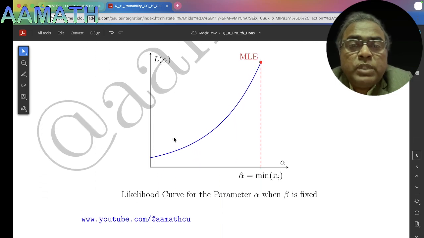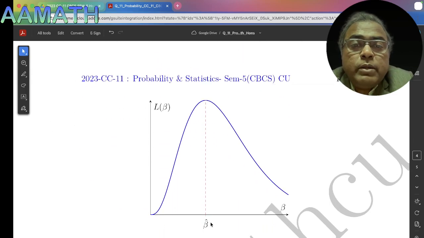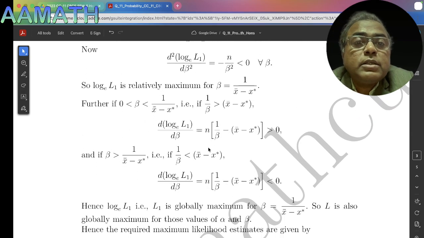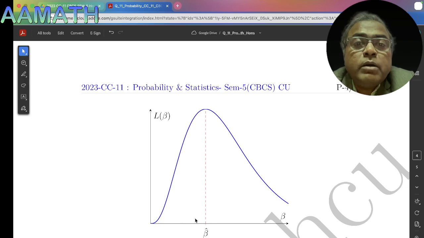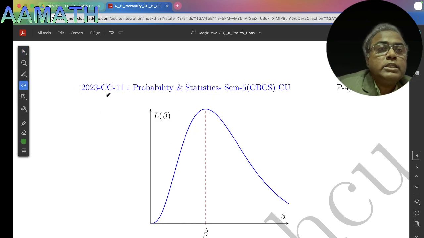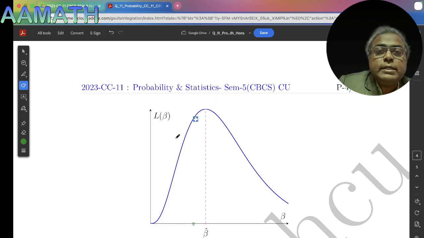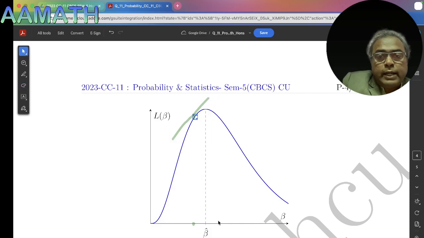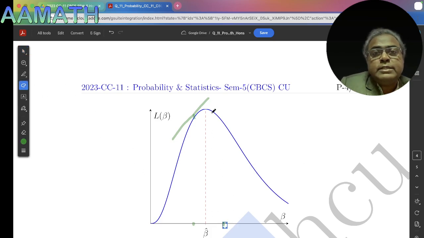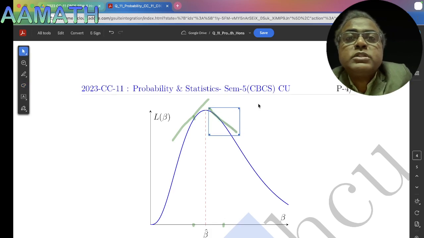So from this curve, when β lies on the left hand side of this point, the tangent at this point is positive, at this point less than β cap. And for the right hand side of this point, the tangent at this point is negative. So this tangent value is negative.